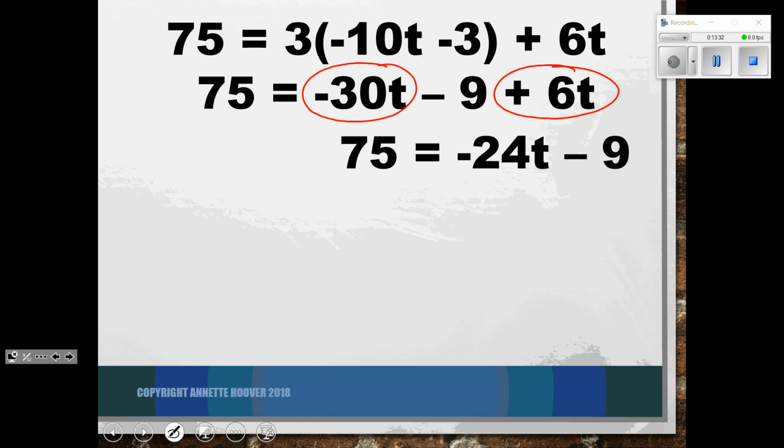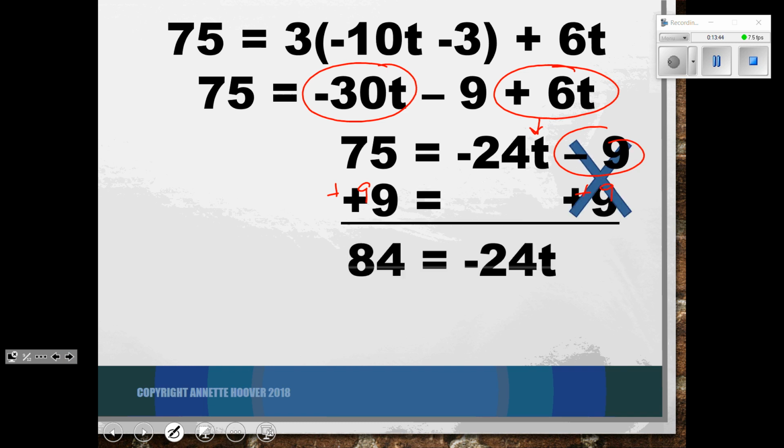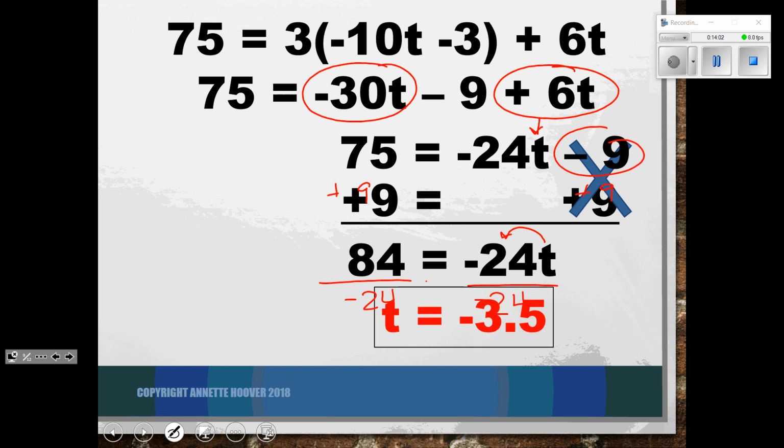Now we have our two-step equation. We locate our variable. We move what's not attached to it first. So we're going to add 9 to both sides of the equation. When we do that, we have 84 on the left side equals a negative 24t. T is still not by itself. It's being multiplied by a negative 24. The opposite of multiplying is dividing, so we're going to divide both sides by a negative 24, and that gives us a negative 3 5/10.